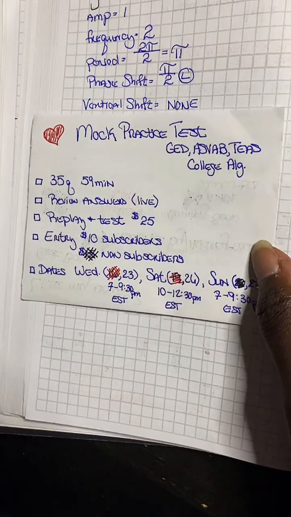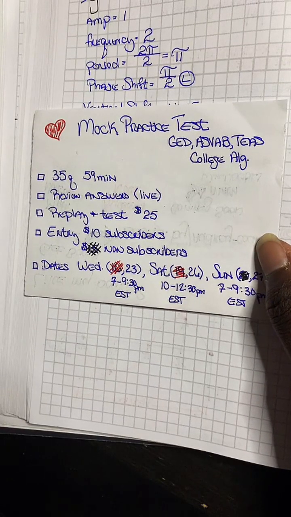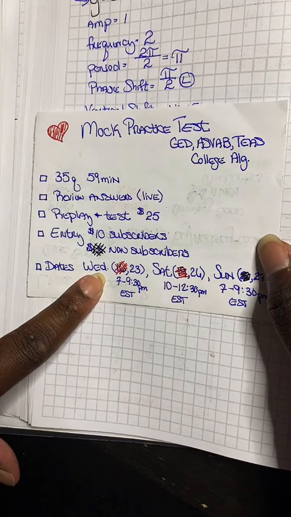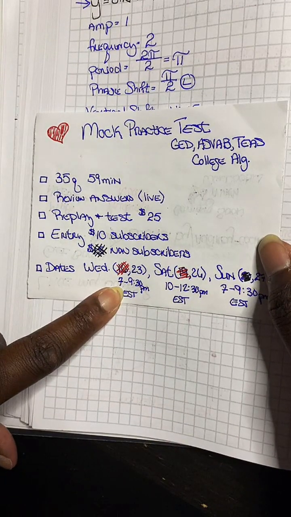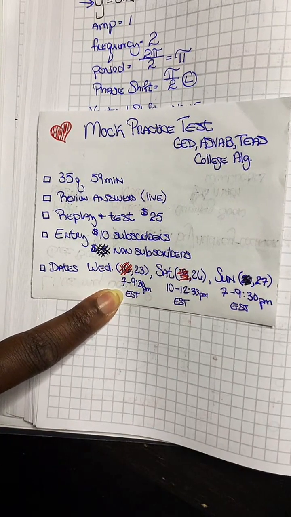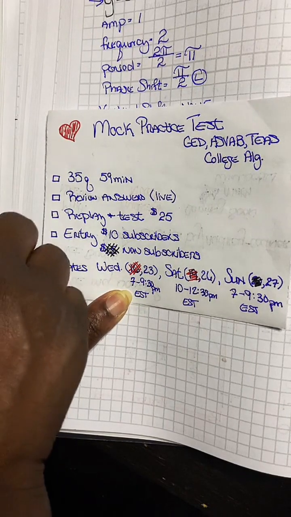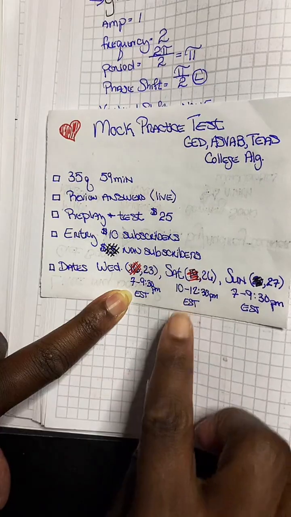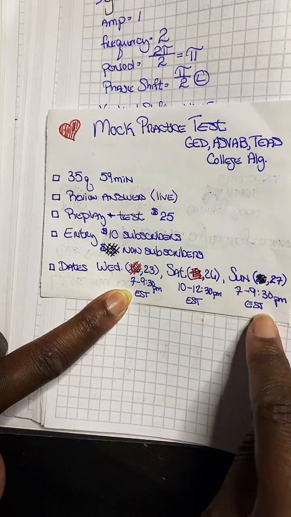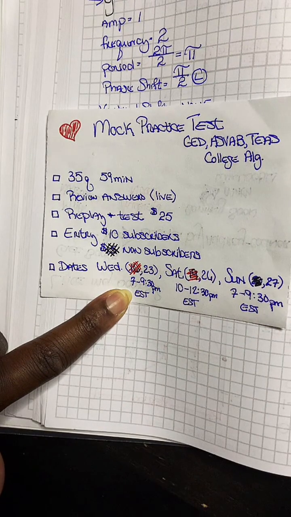If you want to come in live, there is an entry fee of like $10 for subscribers and non-subscribers. It's going to be tomorrow at 7 p.m. Eastern Standard Time. I try to respect your time as much as possible, so try to come on time or within roughly a 5-minute span. Then there's another one Saturday morning at 10 a.m. to 12:30, and the last one is this coming Sunday from 7 to 9:30.